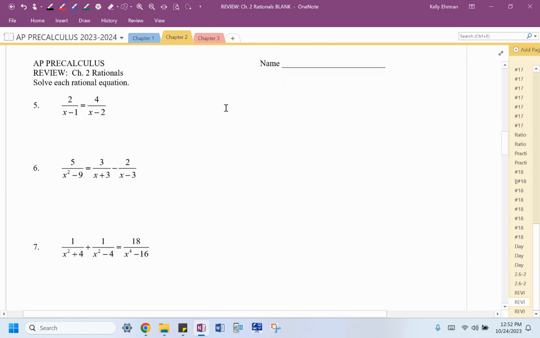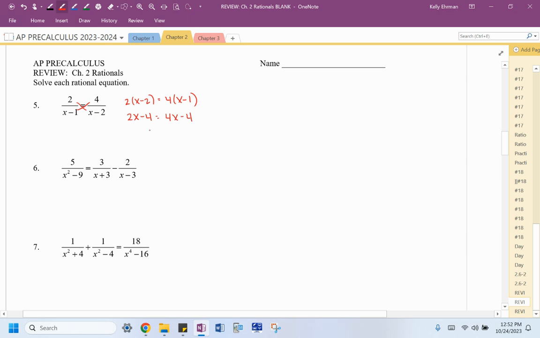Switching gears to rational equations. These are the ones where we do clear out the denominator for our first step. If it's one fraction equals one fraction, you can also just think of it as cross multiplying. I'm going to multiply this denominator to this side, multiply this to this side. So that's going to be 2 times x minus 2 equals 4 times x minus 1. 2x minus 4 equals 4x minus 4.